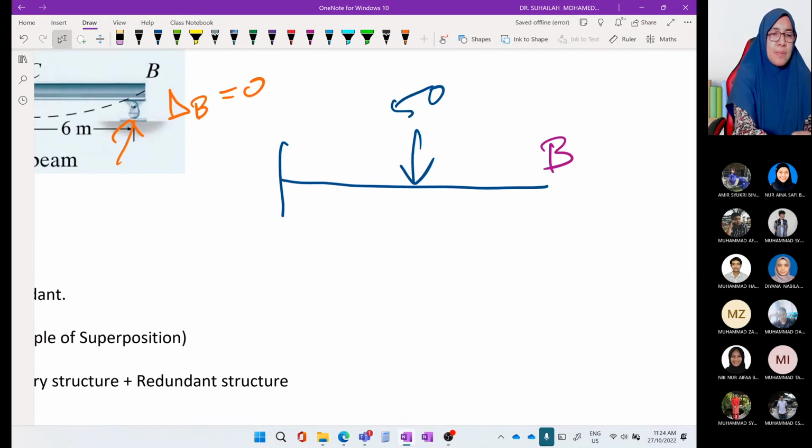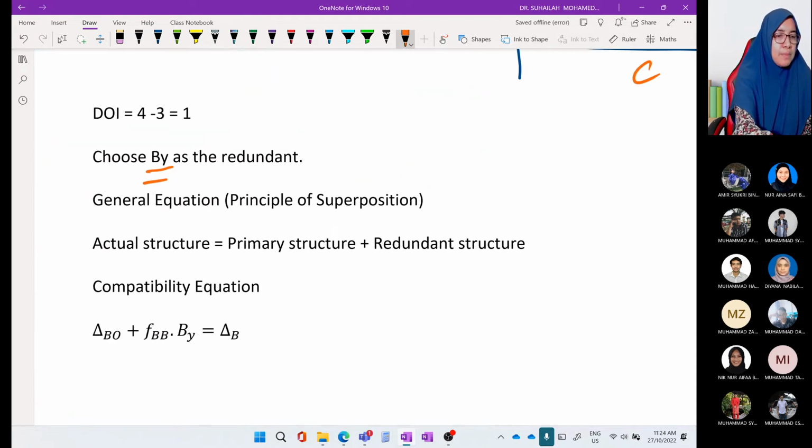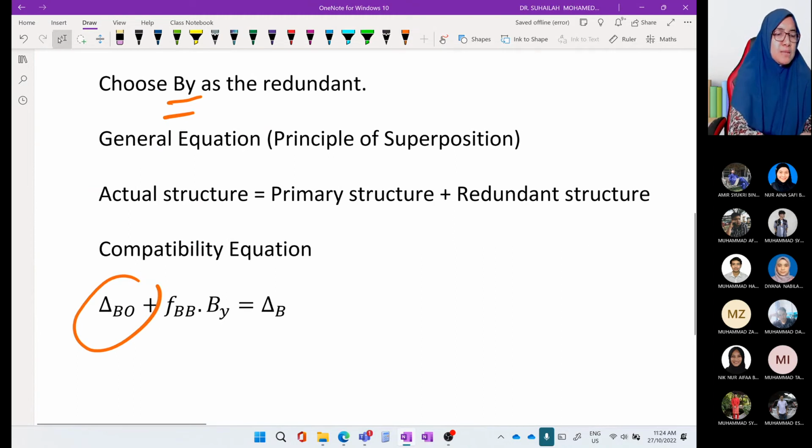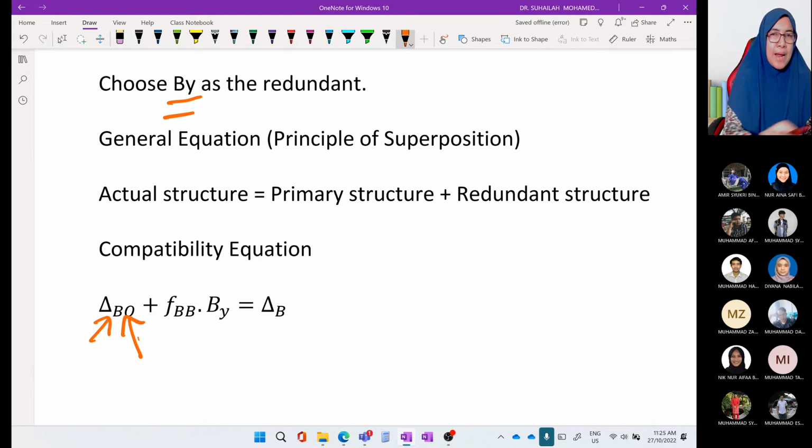Okay, so this is the primary system. This is 6 meter, 50 kilonewton, 50 kilonewton. This is A and C. Okay, so delta B naught. Delta B naught means vertical deflection at position B for primary beam. The first notation is for the position, the second notation for the type of beam. Naught is always the symbol for primary beam.